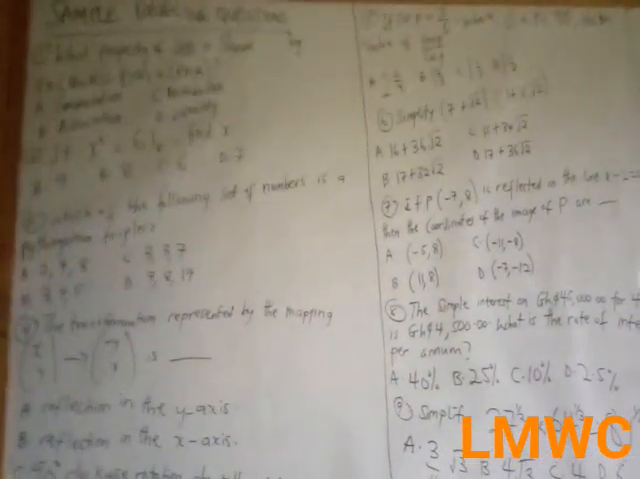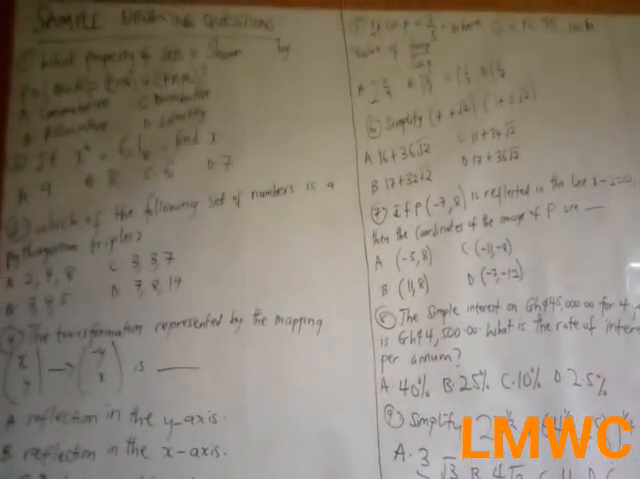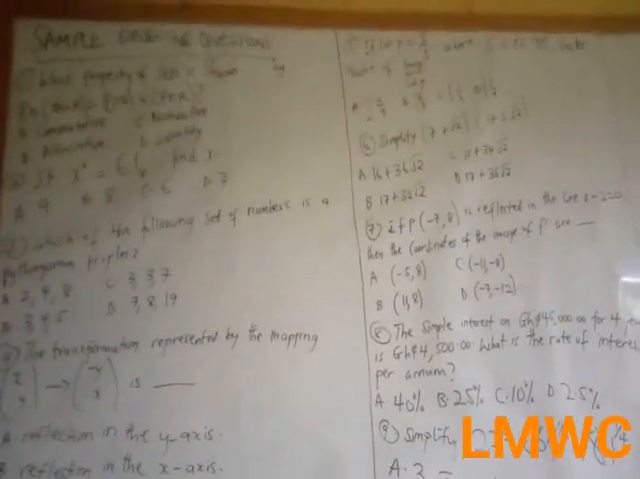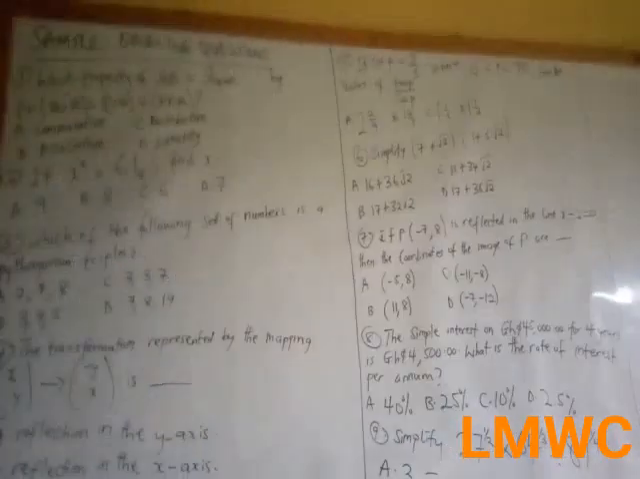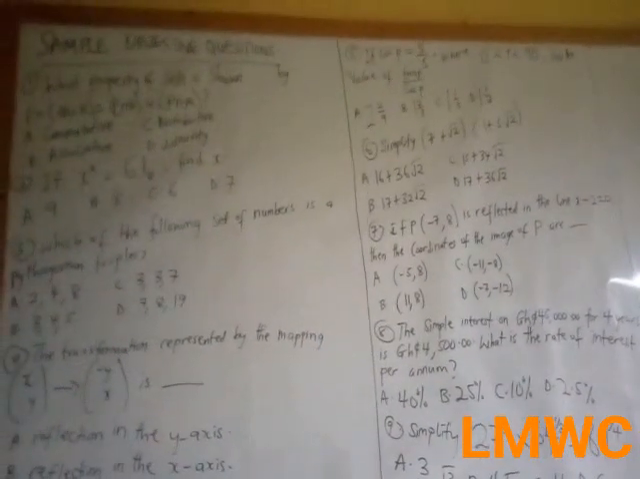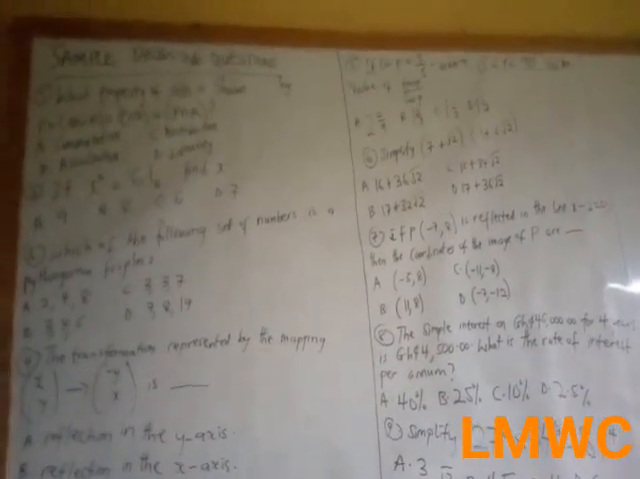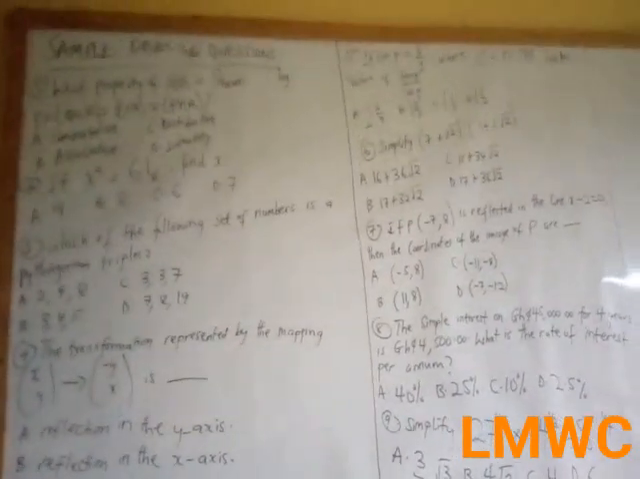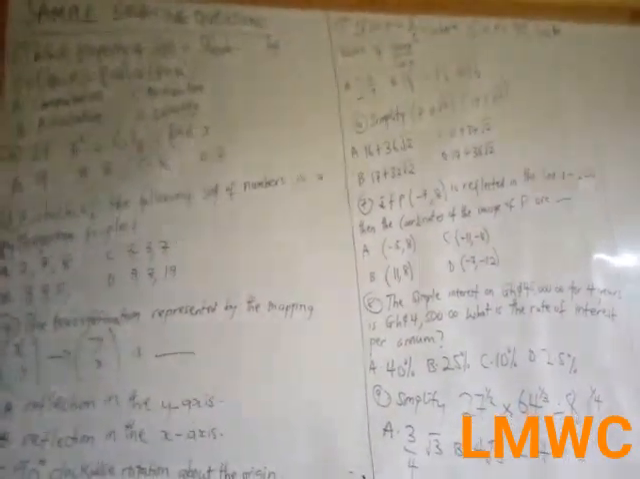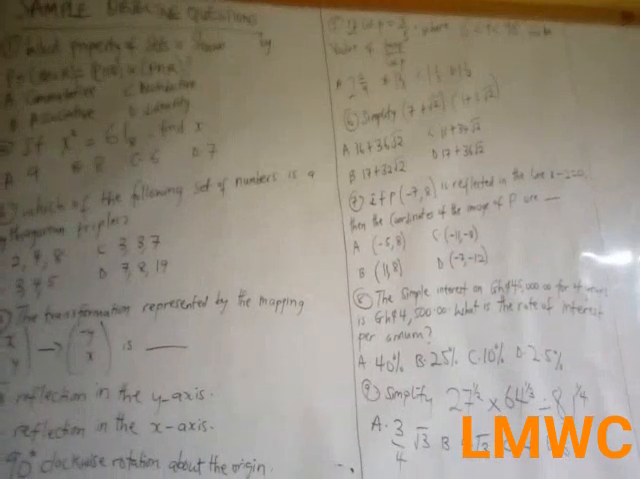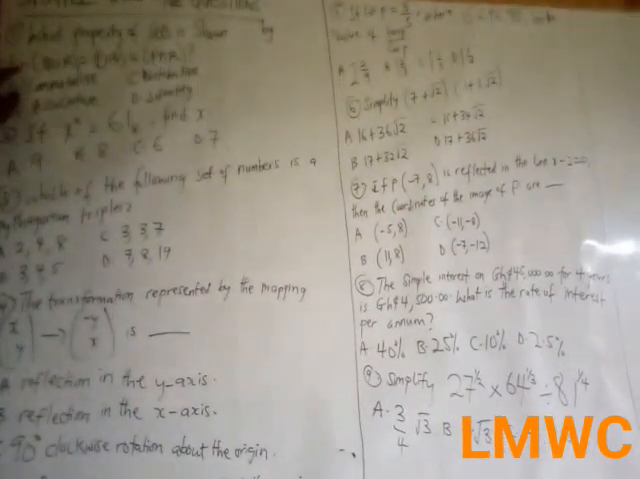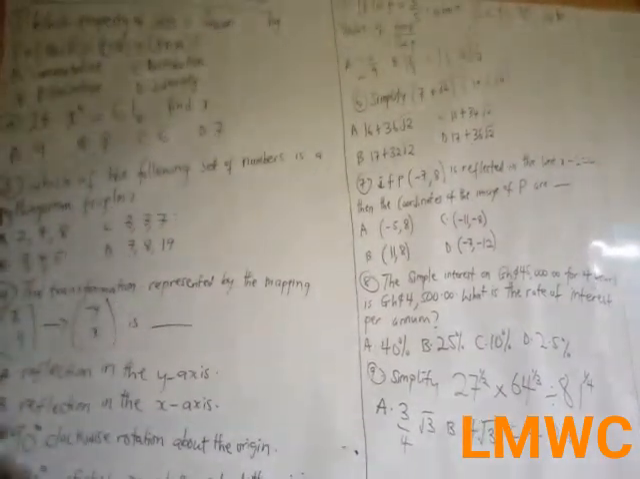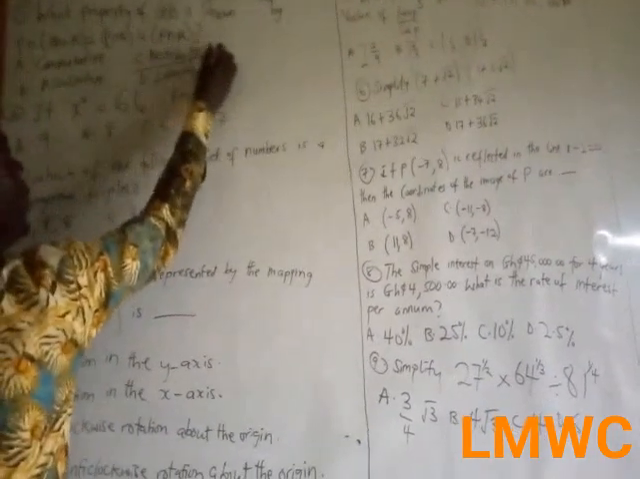This morning I have sample objective questions. 1. What property of sets is shown by P intersection Q union R is equal to P intersection Q union P intersection R? Now, I said for integers, the combination of two or more operations, we call it distributive property. When you apply this in sets, we have intersection here and union here, so that makes a distributive property.